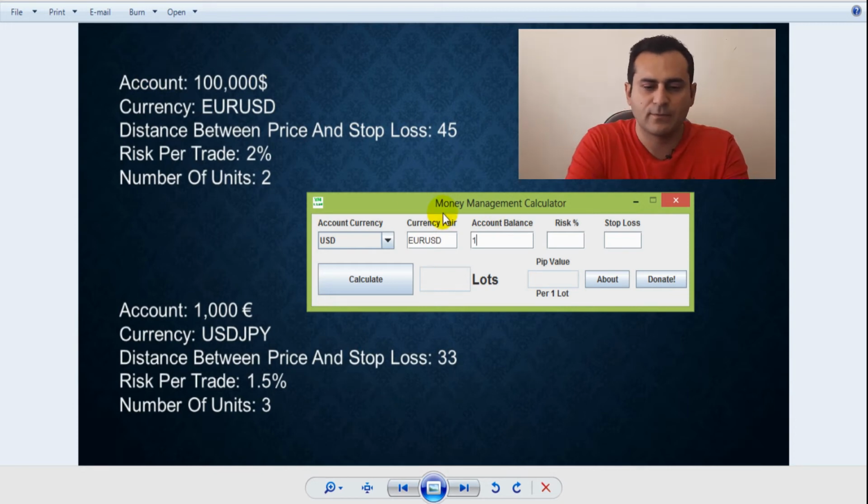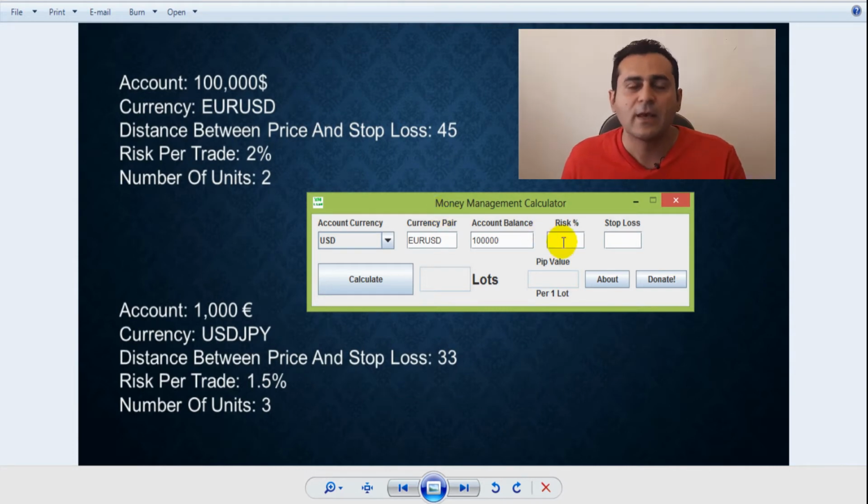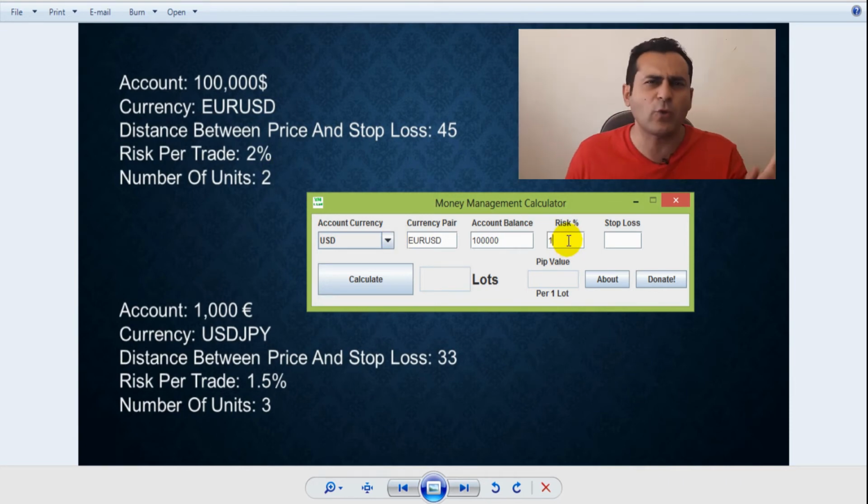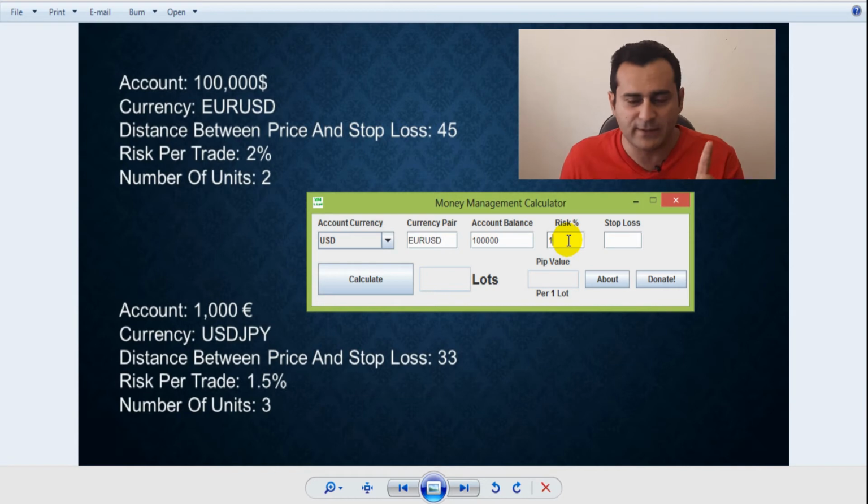The balance account is $100,000. The risk, please pay attention. The risk is 2%, but he wants to trade 2 units. So we should divide 2% by 2. It will be 1% per unit. Okay? So we write here 1. Just 1. We don't need to write percent. Okay? Just 1.